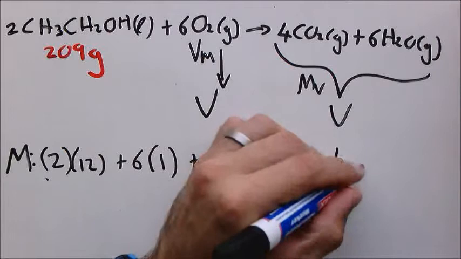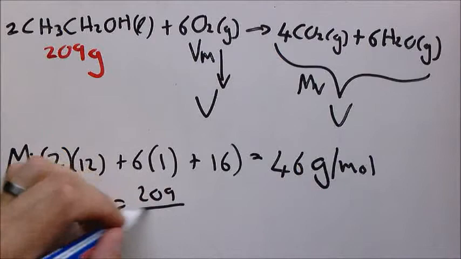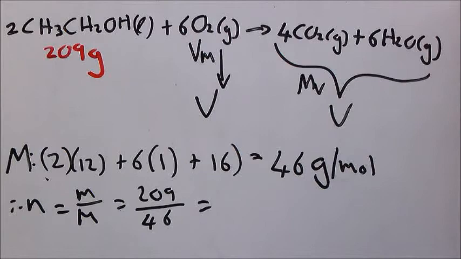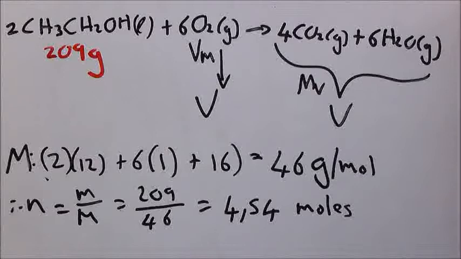Okay, now that means mole equals mass divided by molar mass. So 209 divided by 46. Then I get 4.54 moles. Okay, so this is the amount of moles used.